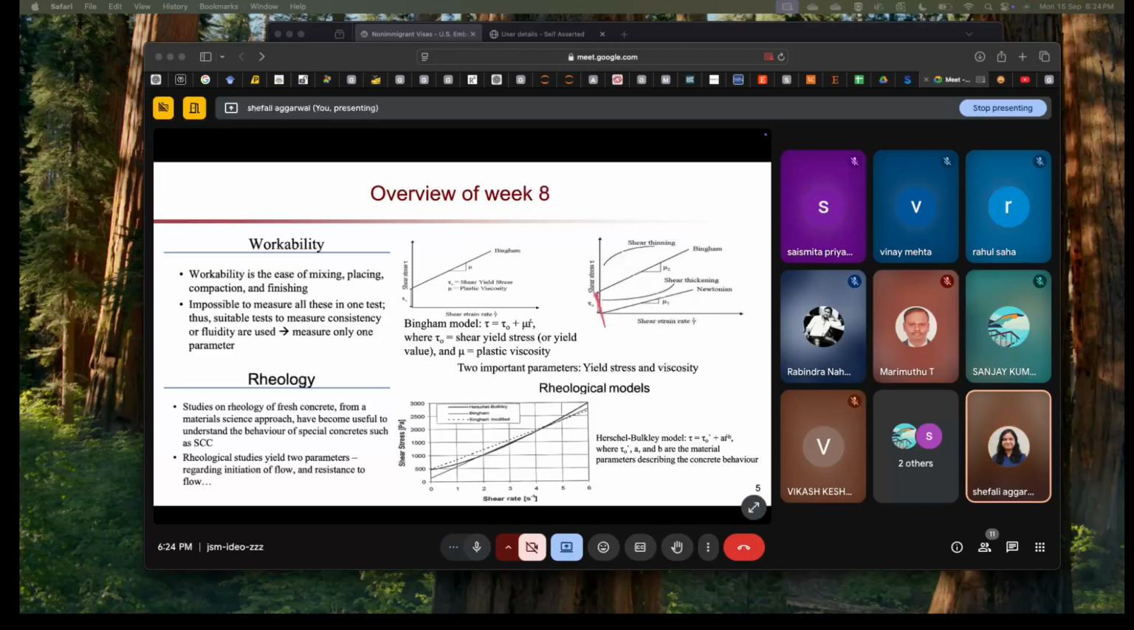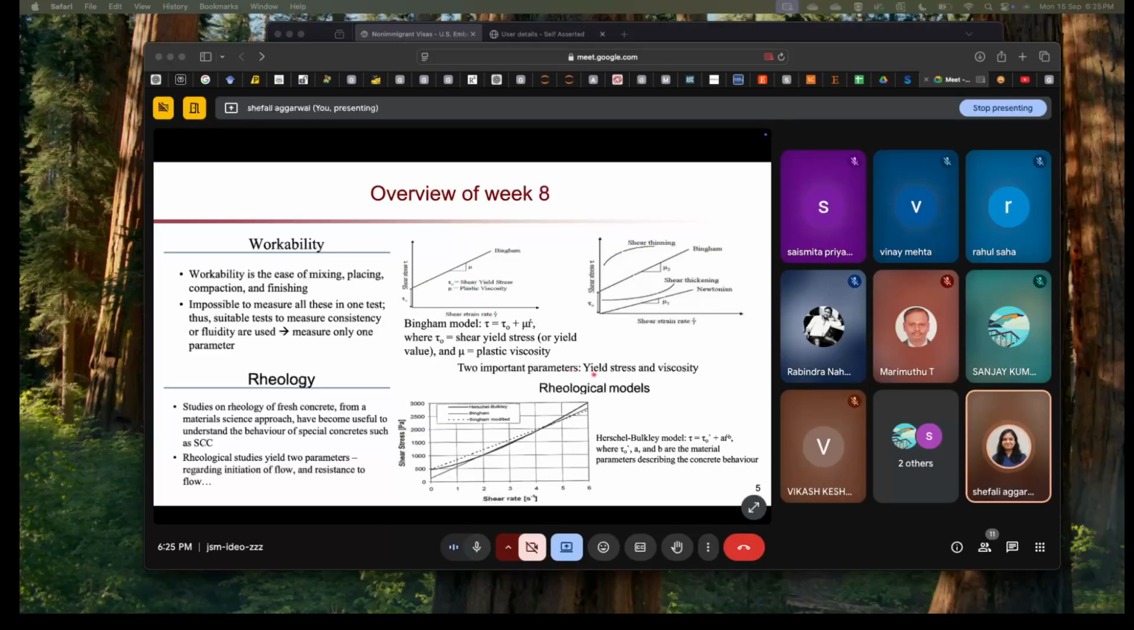So we will use different types of rheometer and we'll get a curve, and we will have different rheological parameters. The most common model which is used for our concrete system is the Bingham model. In the Bingham model you have the initial shear yield stress, and the slope of your curve will give you the viscosity values.